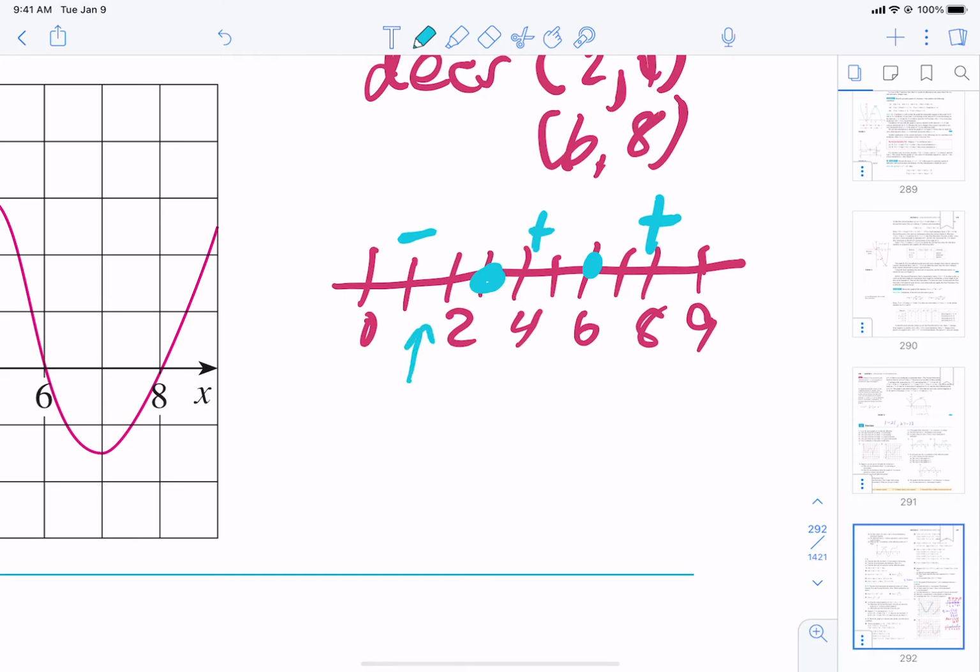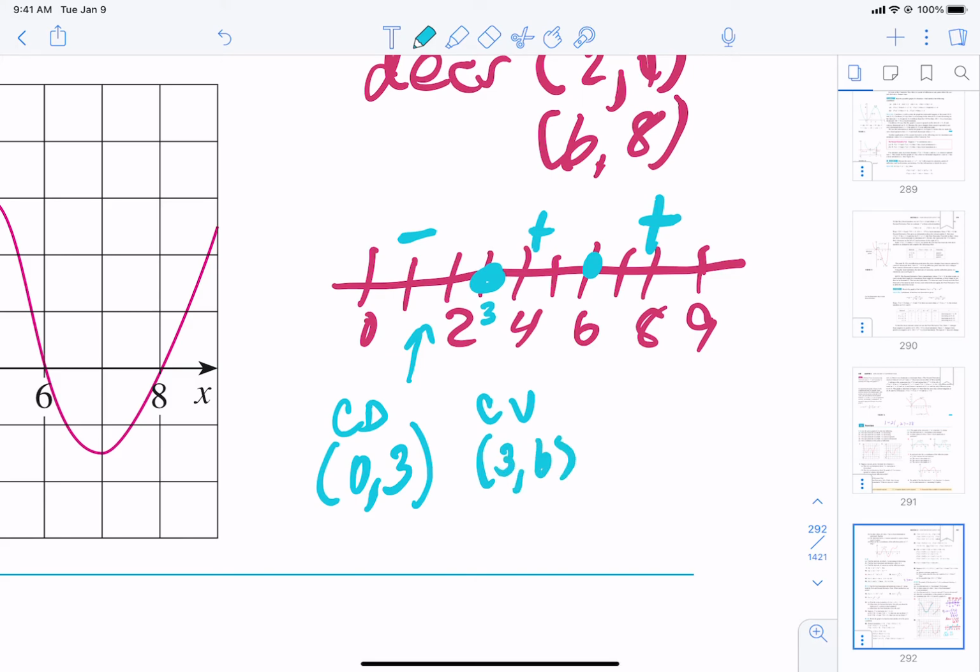This is a concave down spot from 0 to 3. And then there is a concave up spot from 3 to 6. And then there is another concave up spot from 6 to 9, or possibly infinity, if we're going to assume this graph keeps going and going.